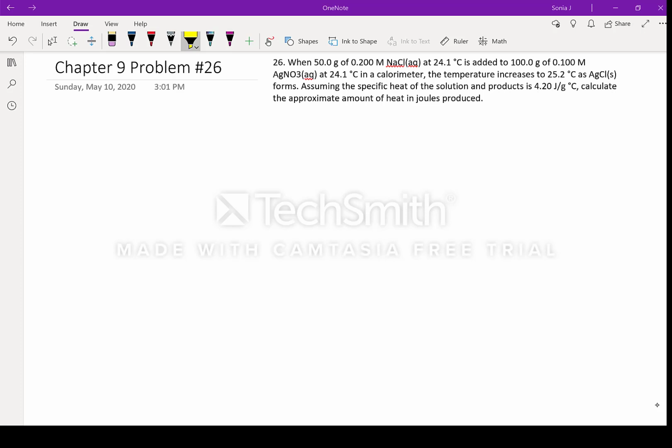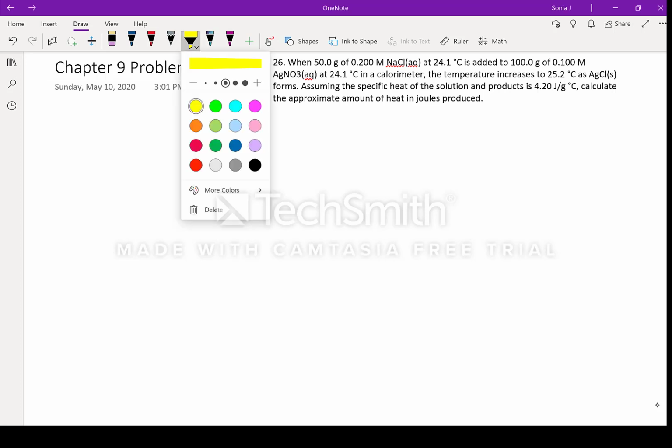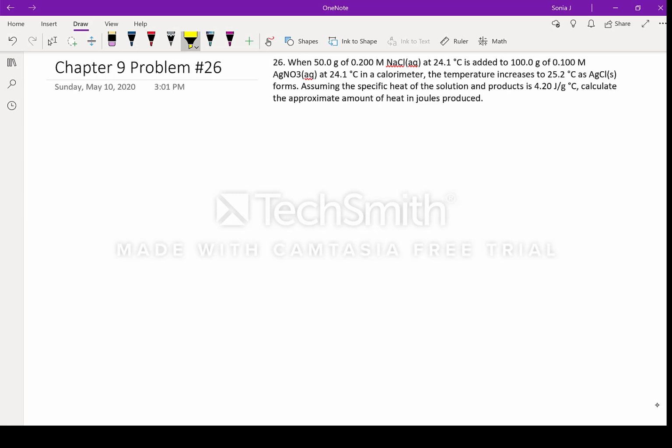So the first thing I would want to see when I'm reading this question is, what is the question asking me? I'm going to go ahead and highlight what this question is asking. It's saying, calculate the approximate amount of heat in joules produced. So that is our question. Now we're going to look at what information is given to us.